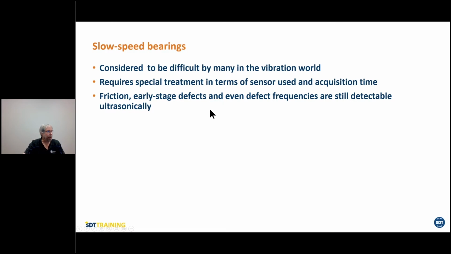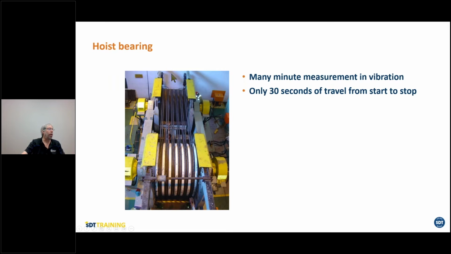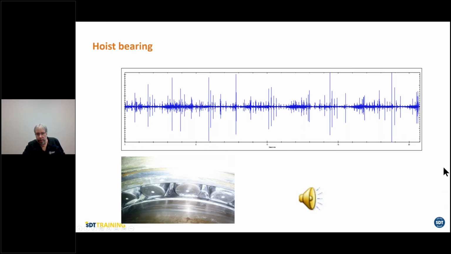I'll show you right now. This is a hoist. Many minutes of measurement in vibration, but only 30 seconds of travel from top to top. How are you supposed to take this in vibration? You'll have 30 seconds to take it. You can't. So what do you do? You use ultrasound. What does it give us? It gives us this. I'll make you listen to it right now.